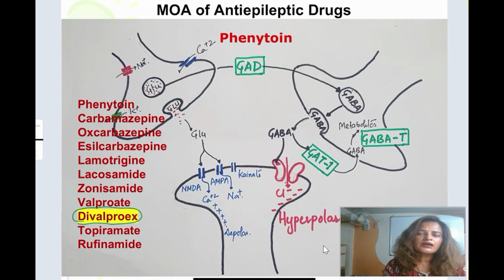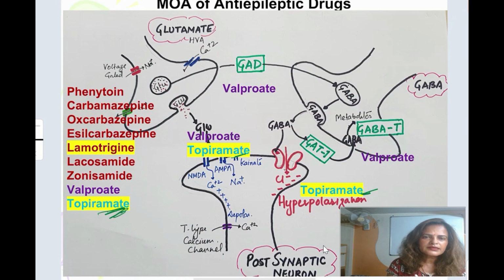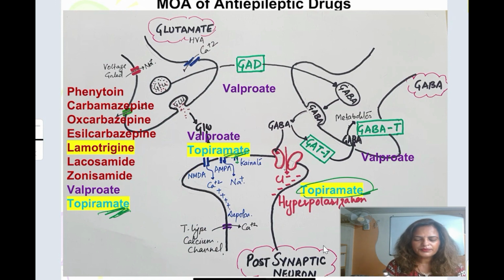Now the next drug of this group is Topiramate. Now how does Topiramate act? Here again you can see the different color for Topiramate here and here. So its mechanism of action is the same here. Here it will act on the kainate receptor, and here it is going to act on the GABA A receptor. So GABAergic, GABA facilitatory action is that of Topiramate.